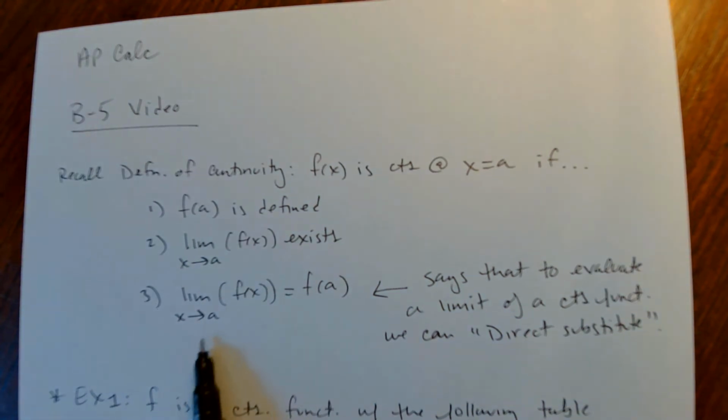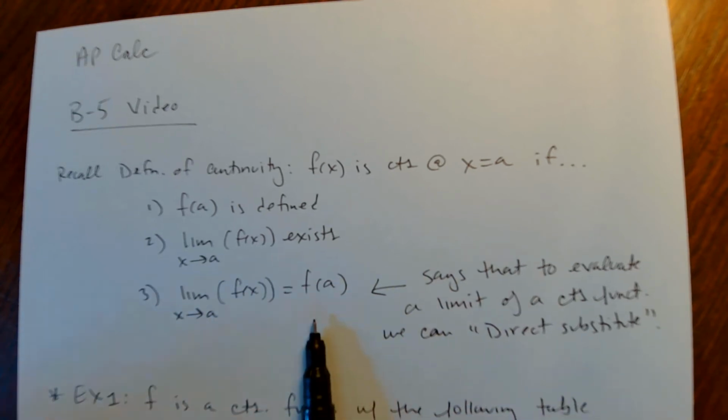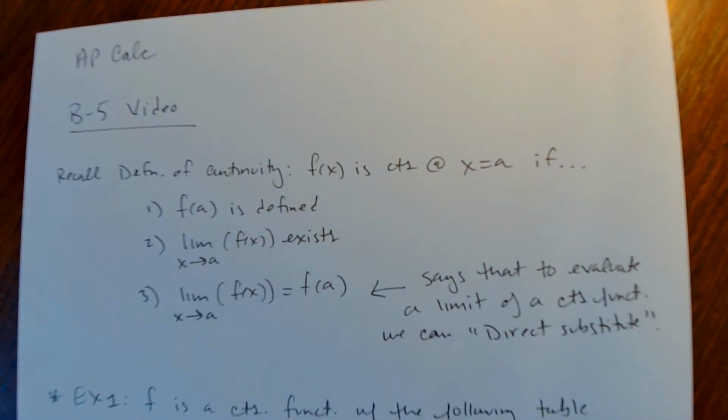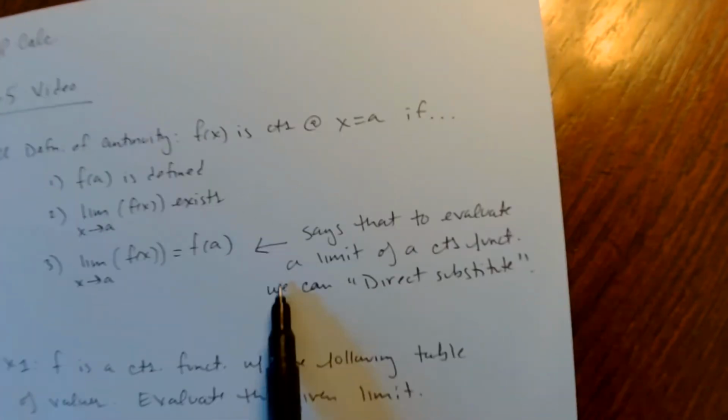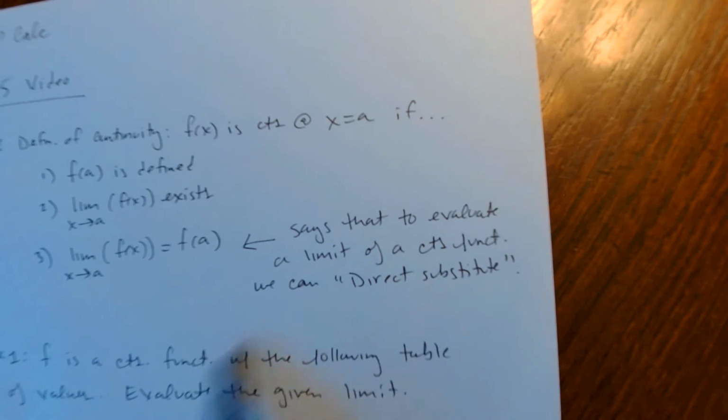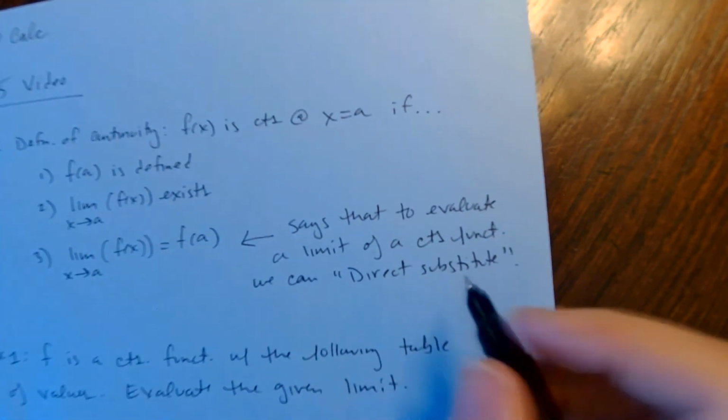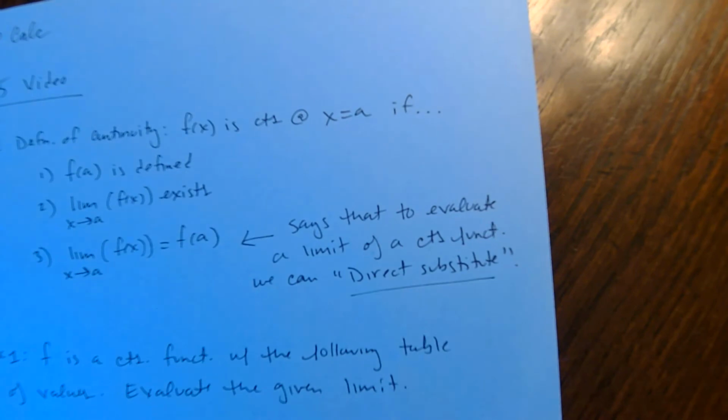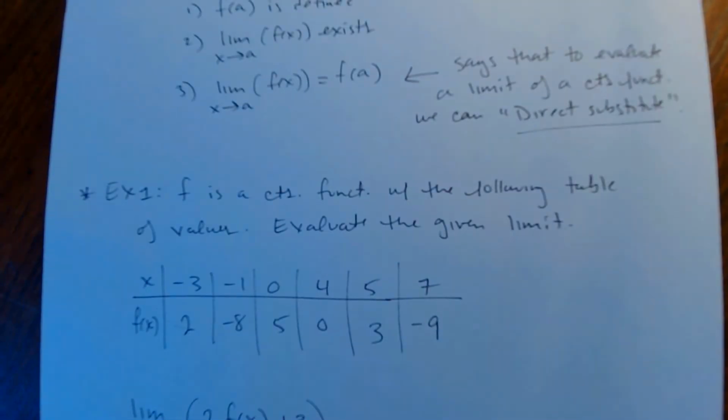So what this says, guys, is that if a function is continuous, the limit is equal to the function value. Now, we've done a lot of work building up to this, and hopefully you've noticed that the limit as x approaches a number is not always equal to the function value at that number. That's not always true. But if a function is continuous, that is the case. So what this third condition is telling us is that to evaluate a limit of a continuous function, we can do something called direct substitution. We can direct substitute.